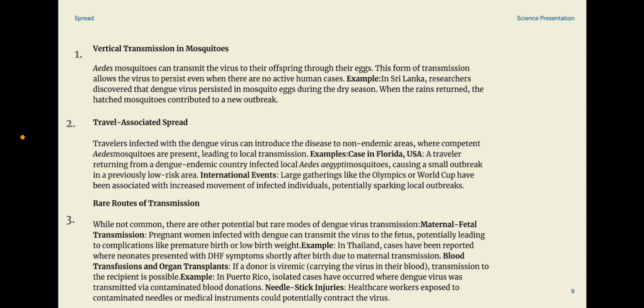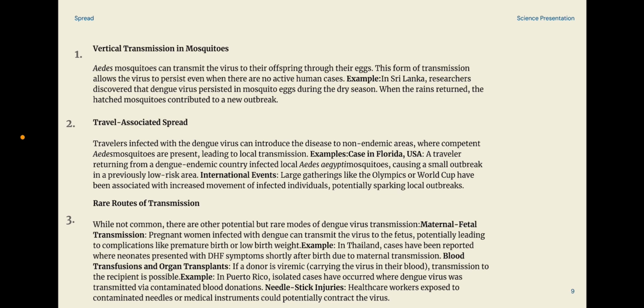Travel-associated spread. Travelers infected with the dengue virus can introduce the disease to non-epidemic areas where competent mosquitoes are present, leading to local transmission. Example: a case in Florida. A traveler returning from a dengue country infected local mosquitoes, causing a small outbreak in previously low-risk areas.